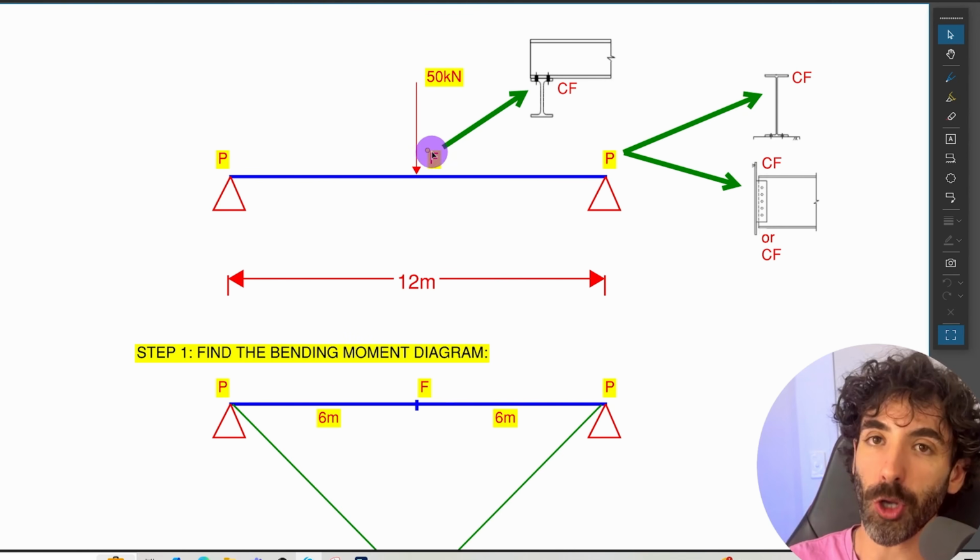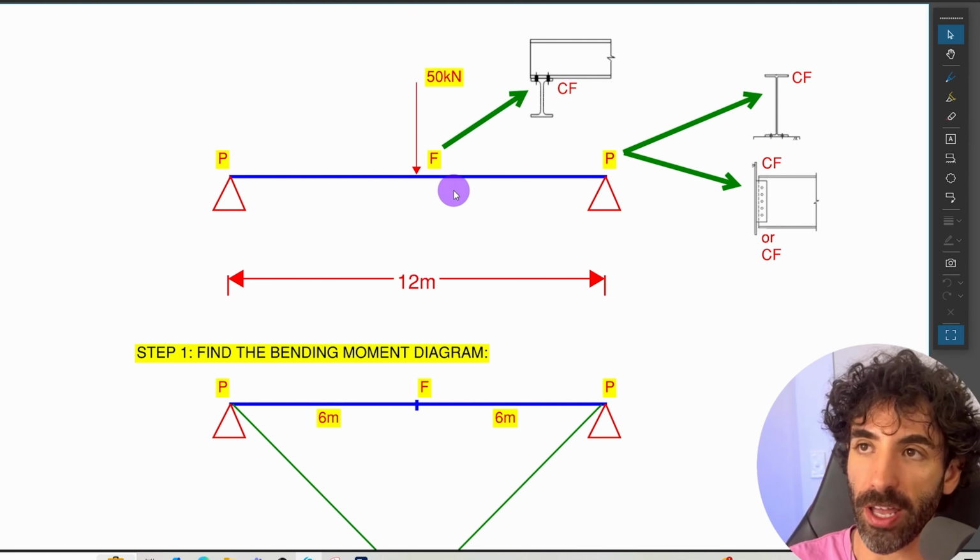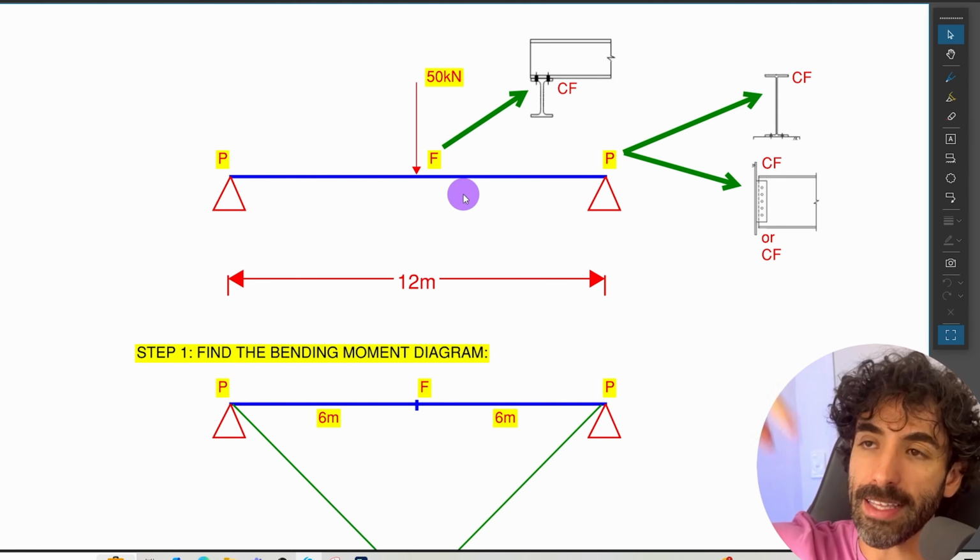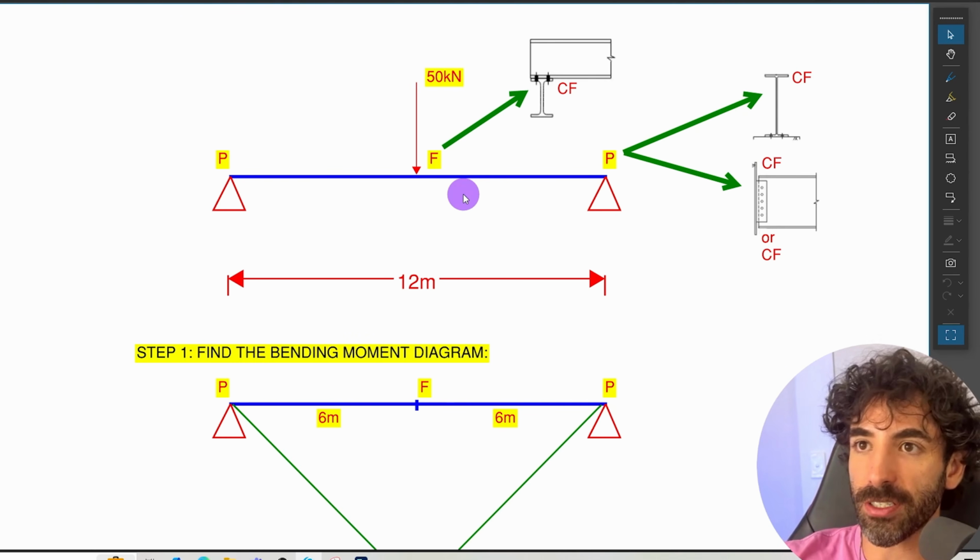And we know that the top flange of this beam is the critical flange, because we have a point load, and that point load is going to push the beam downwards, and then we're going to have compression at the top flange and tension at the bottom flange.